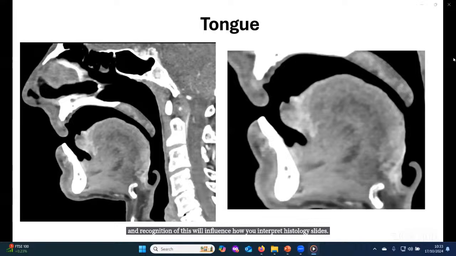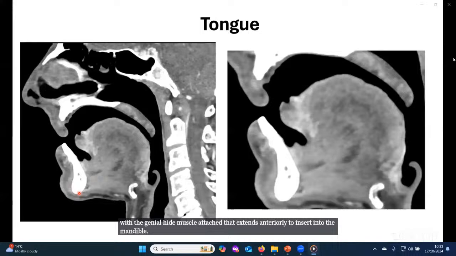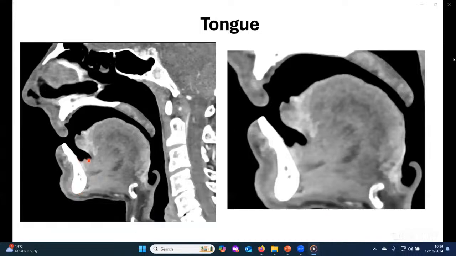In this example, we have a CT scan in the sagittal plane, and the normal anatomical structures include the anterior tongue, the posterior third of tongue. This is the vallecula going on to the epiglottis. The hyoid bone is here, with the geniohyoid muscle attached that extends anteriorly to insert into the mandible. The floor of mouth here, and then we come back onto the tongue. This muscle is the genioglossus muscle, which fans out into the muscle of the tongue.